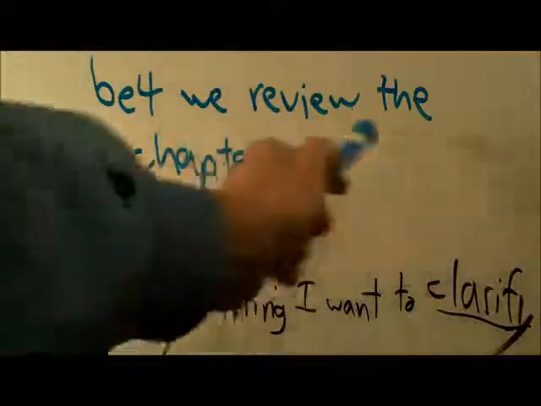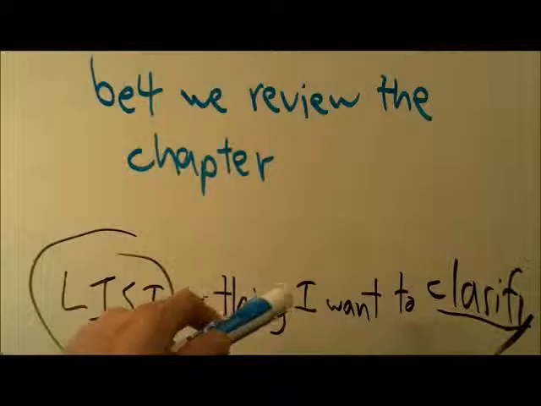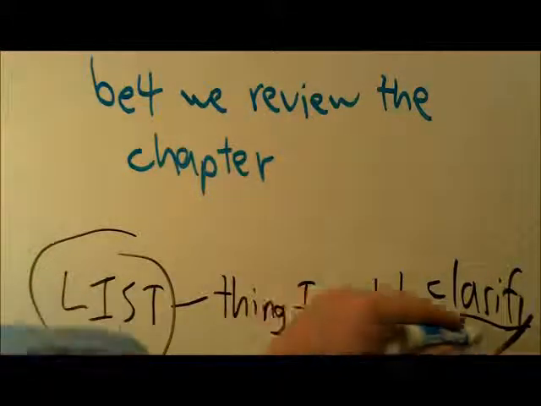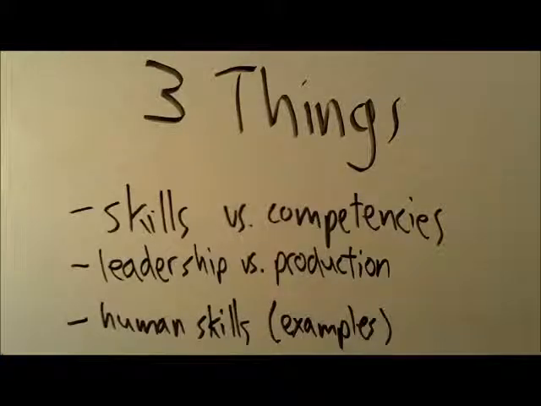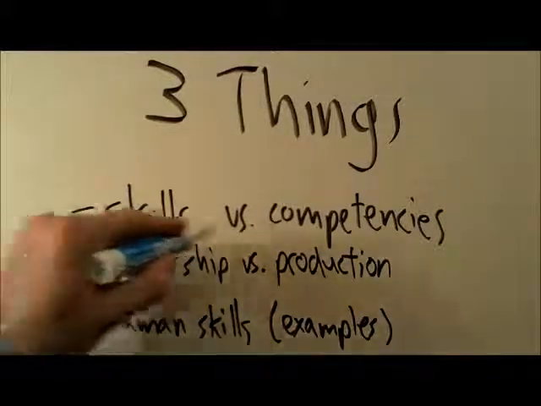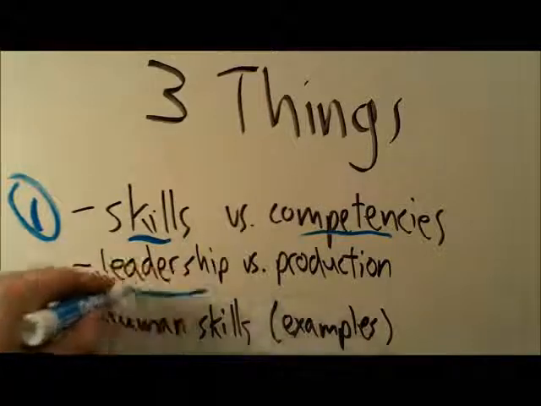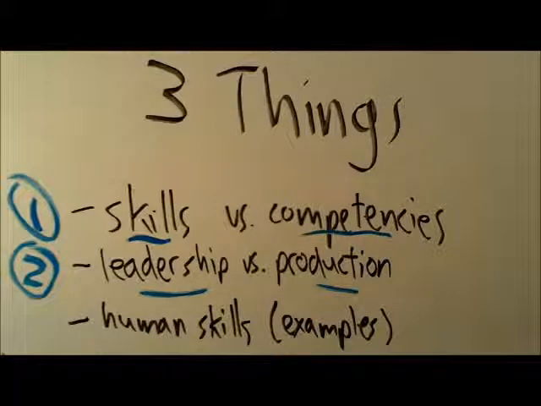So before we go ahead and review the chapter, I want to point out a list of the things that I want to clarify in the Skills Approach to Leadership section. The three things that I want to clarify in this section of the textbook are the differences between skills and competencies, the difference between leadership and production, and I want to give some more examples of human skills.